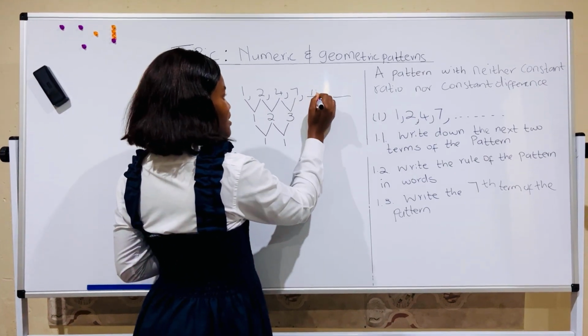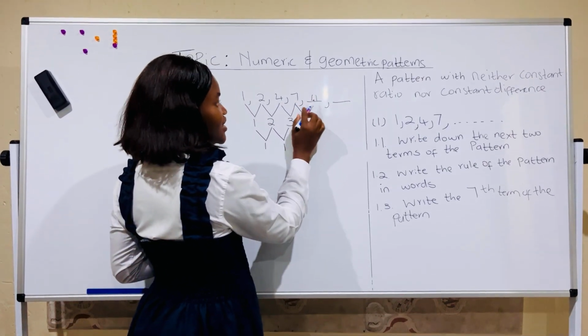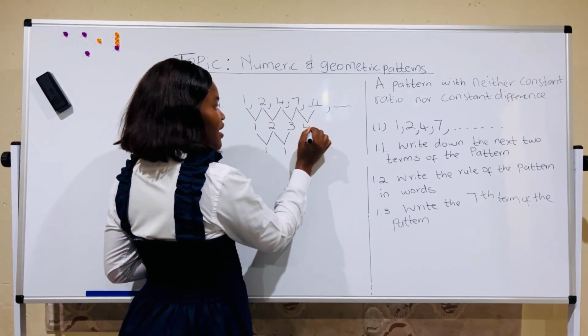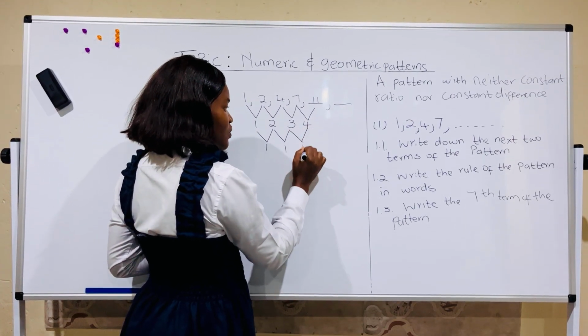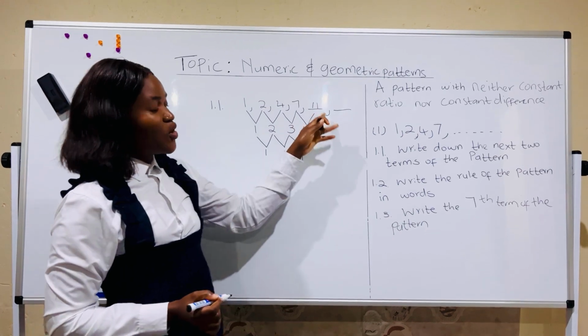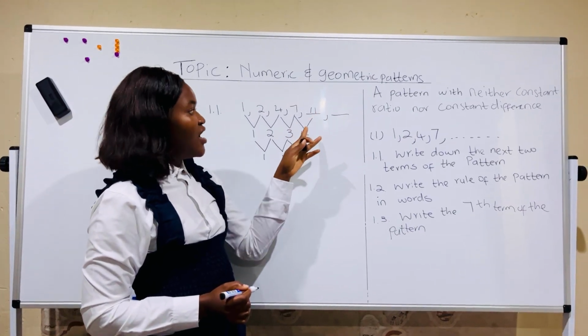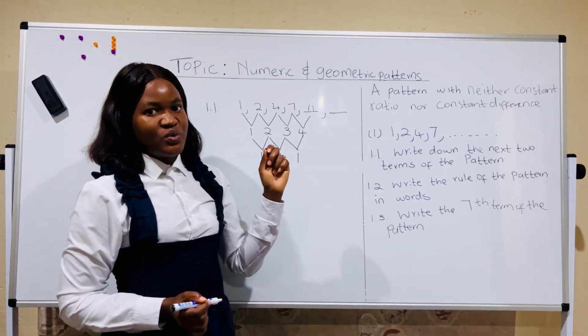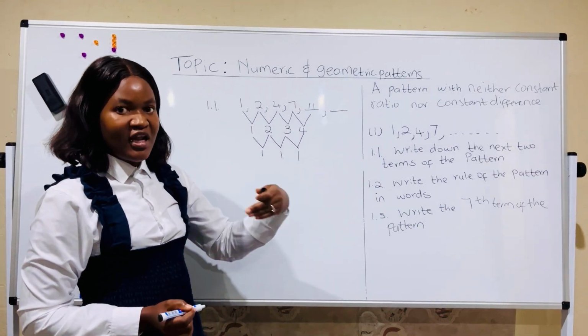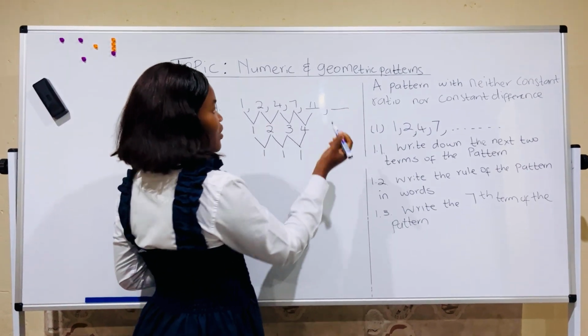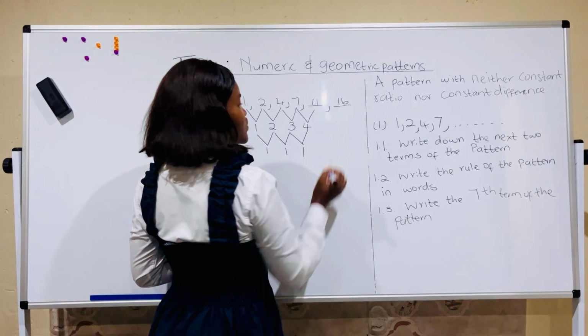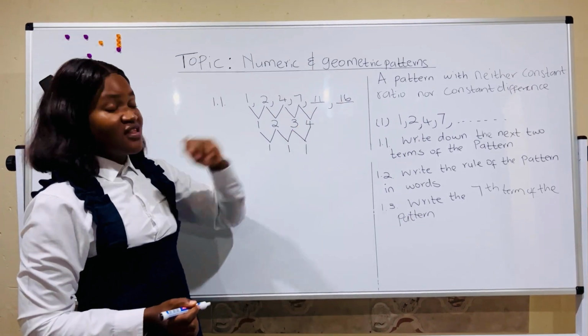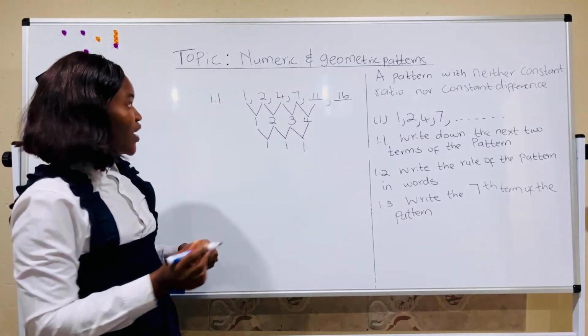This is going to be what? 11. And if you check, 11 minus 7 is 4, and then this one will also give us plus 1. And then 11 plus 4, which is 15, plus 1, is going to give us 16. So those are the two terms for 1.1.